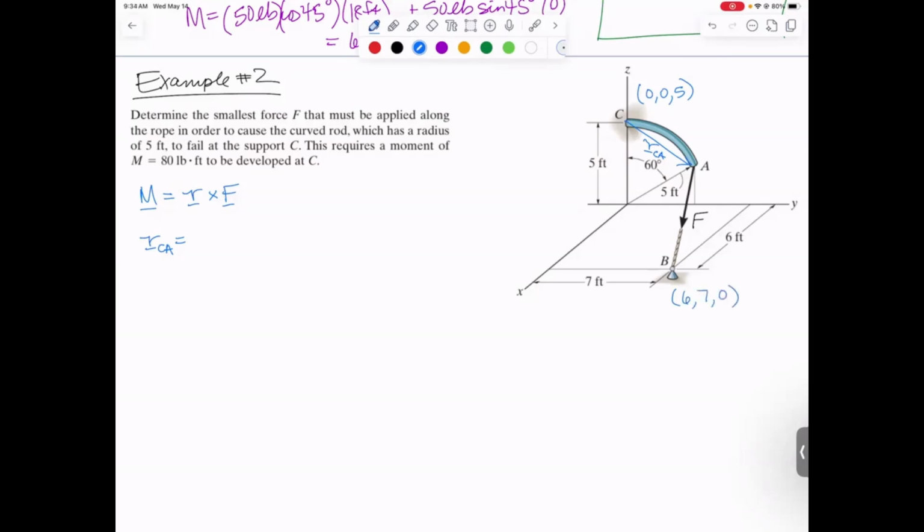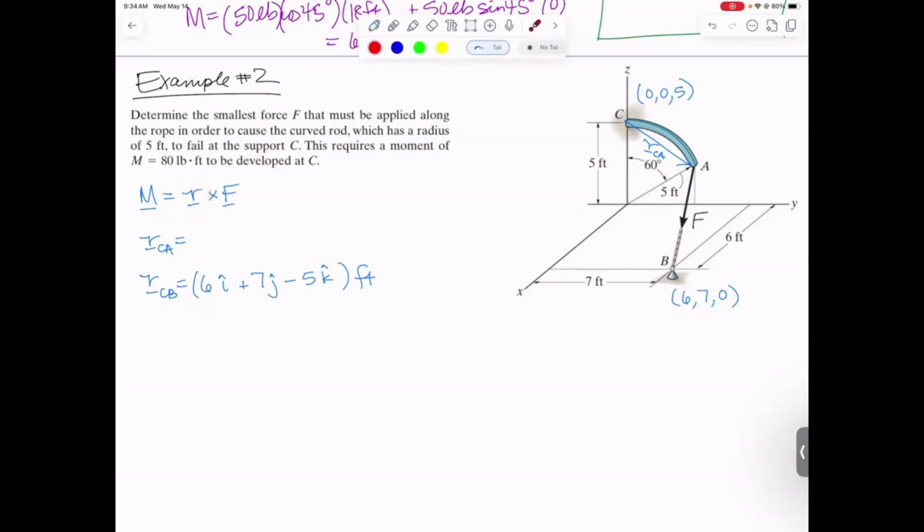Okay, so let's actually write down R_CB because that's pretty easy. R from C to B, you have to take the endpoint minus the original point. So you end up with 6i plus 7j minus 5k, just taking the 6, 7, and 0 and subtracting the 0, 0, 5. So that's not too bad. Oh, and I want to write down what units this has. This has units of feet. That can help me remember that this is a position vector, not a unit vector. And it turns out in a moment equation, you need a position vector for R.